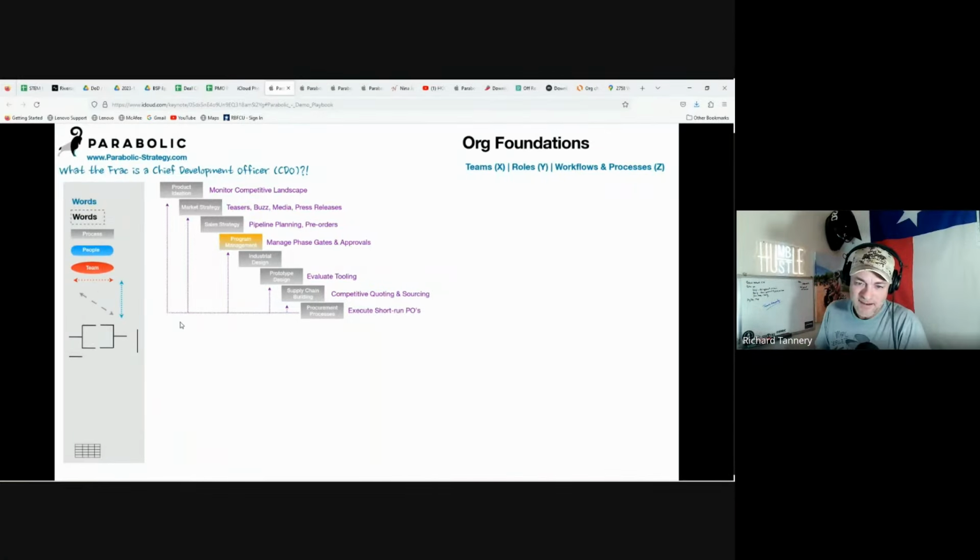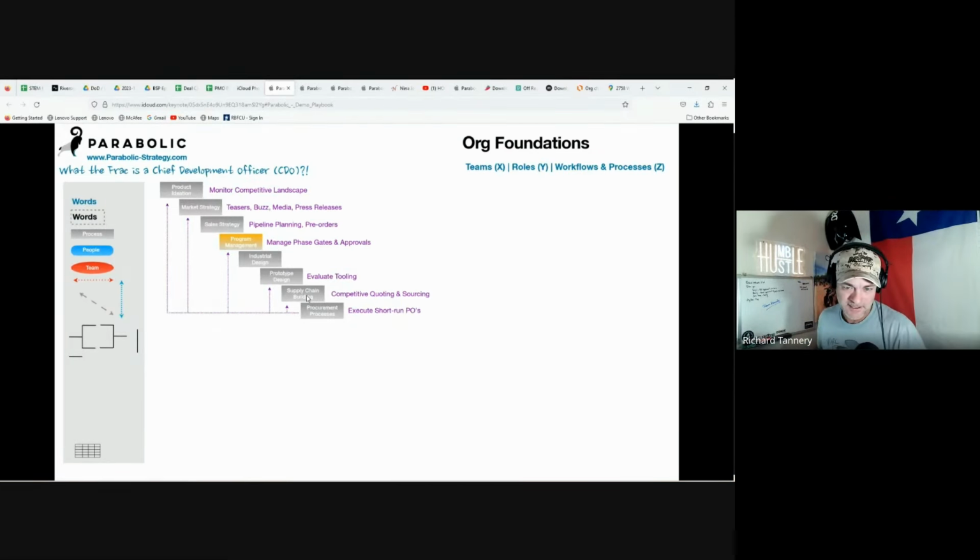So I've just added the fact that we have procurement processes that need to be managed, and we need to execute short run POs. That means low volume parts for these prototypes. And we're going to start getting competitive quoting and sourcing out of our supply chain relationships. We're going to evaluate tooling processes. Do we want this injection molded? Do we want this cast? How do we want these tools? And that's going to impact long run costs.